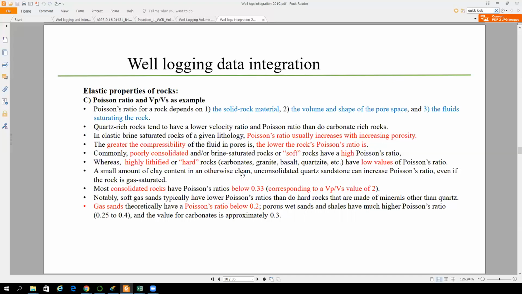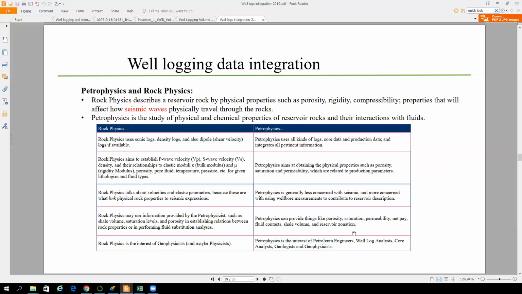But poorly consolidated and brine saturated rocks or soft rocks, they have high Poisson ratio, but hydrocarbon or gas saturated zones or reservoirs or sandstones, they have theoretically lower Poisson ratio. So having low VP/VS and low Poisson ratio many times is a very good indication of presence of hydrocarbons.